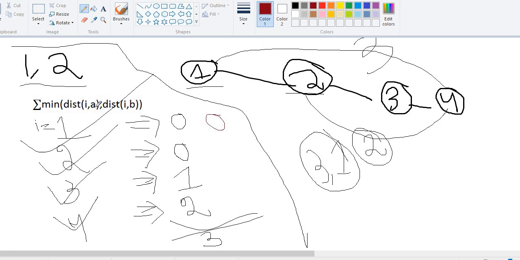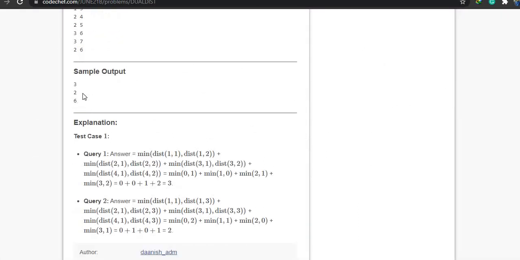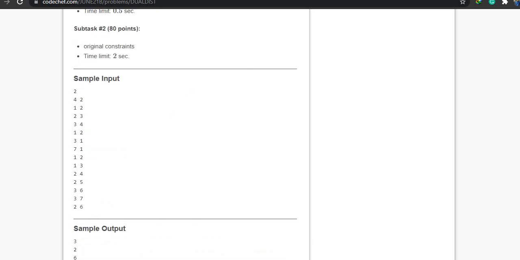Likewise for 2 comma 3 and 2 comma 1, the minimum path is 1. For 3 comma 3 and 3 comma 1, the number of edges is 0. For 4 comma 3 and 4 comma 1, there are 3 edges for 4 comma 1 and 1 edge for 4 comma 3, so I'll write 1, and after the sum you will get 2. So you can see this is the correct output, and this is also correct, as the expected outputs are 3 and 2.